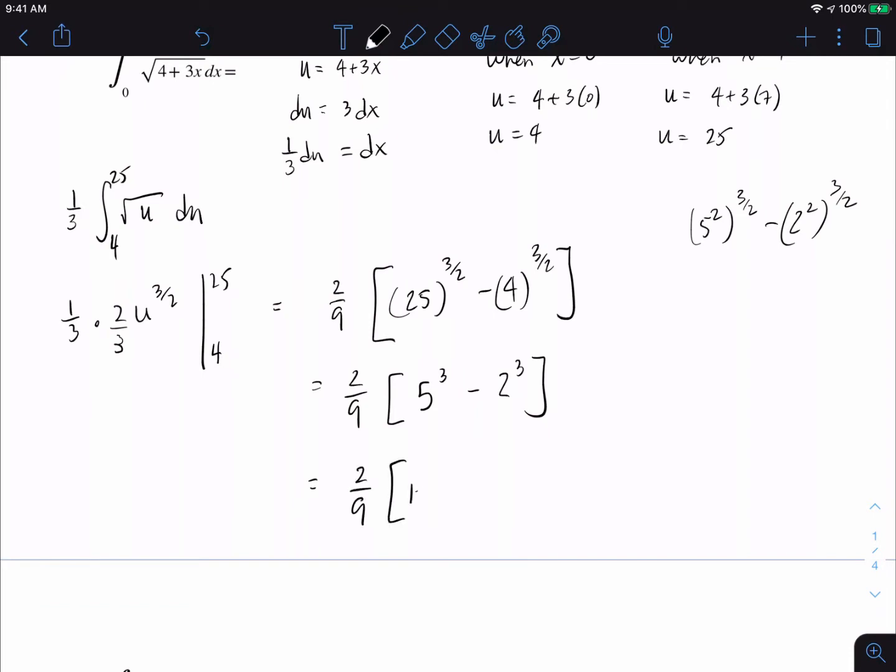So then that's going to give me 2/9 times the quantity of 125 minus 8, which will give me 234 over 9, which simplifies to 69. Oh, 69. Simplifies to 26. I don't know why I thought that. That's funny. Okay. Geez. So the answer to this problem is 26.